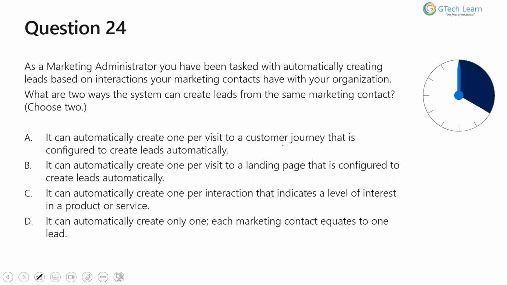Option A, it can automatically create one per visit to a customer journey that is configured to create leads automatically. Option B, it can automatically create one per visit to a landing page that is configured to create leads automatically. Option C, it can automatically create one per interaction that indicates a level of interest in a product or service. Option D, it can automatically create only one, each marketing contact equates to one lead. What's going to be the two best answers? Let's get your answers on the chat, and let me start the timer now.